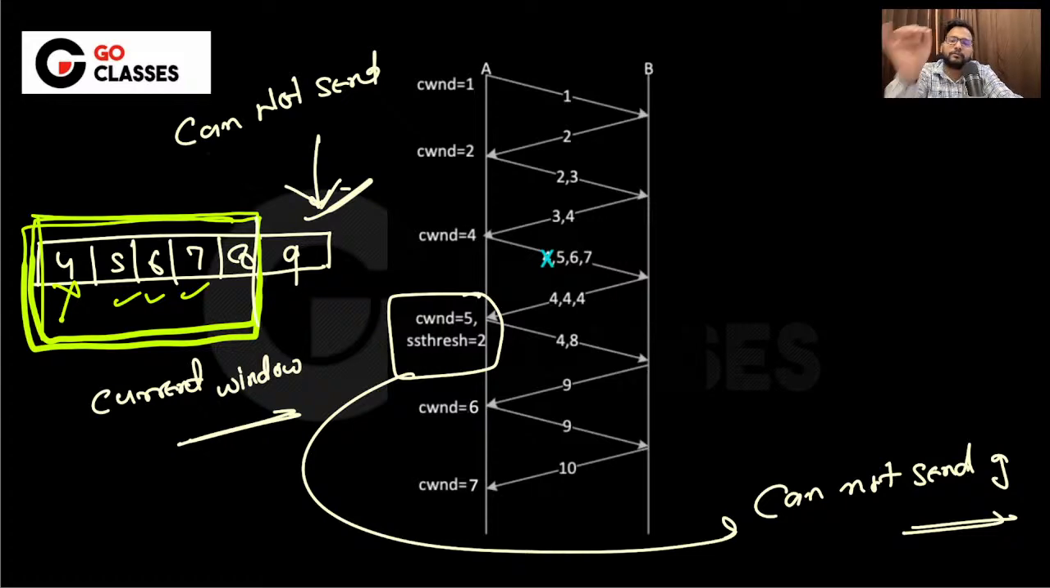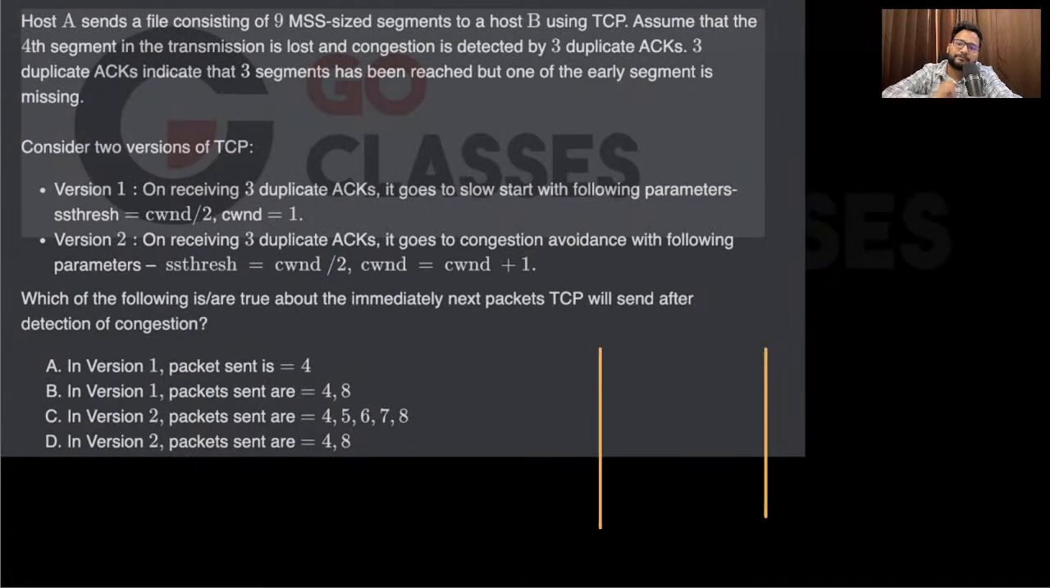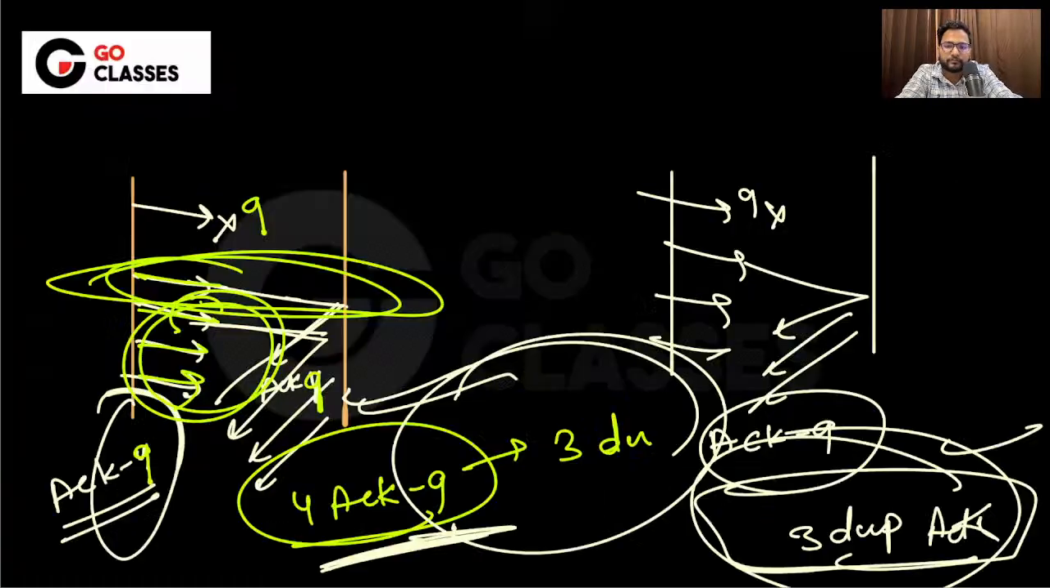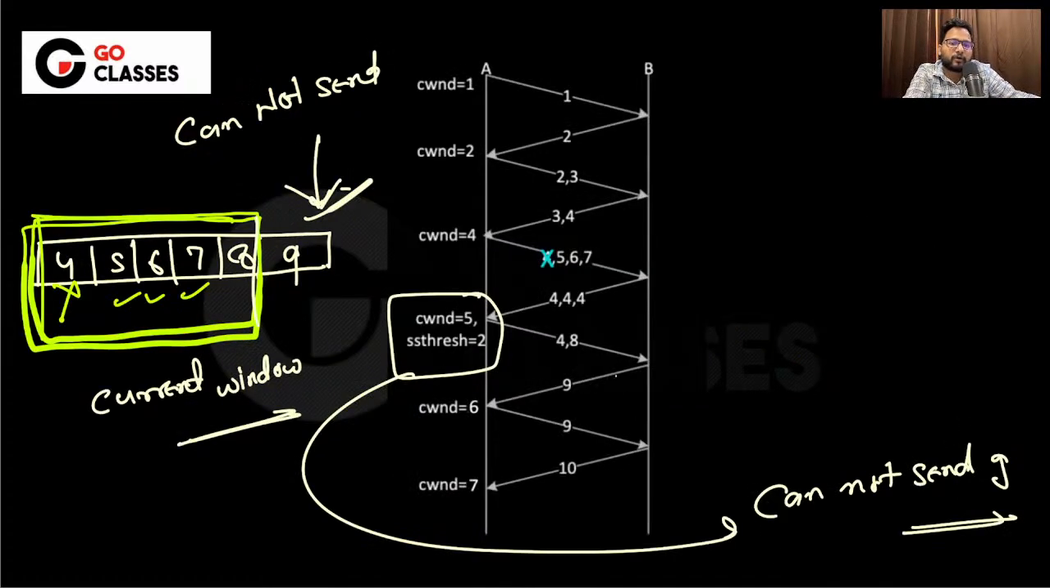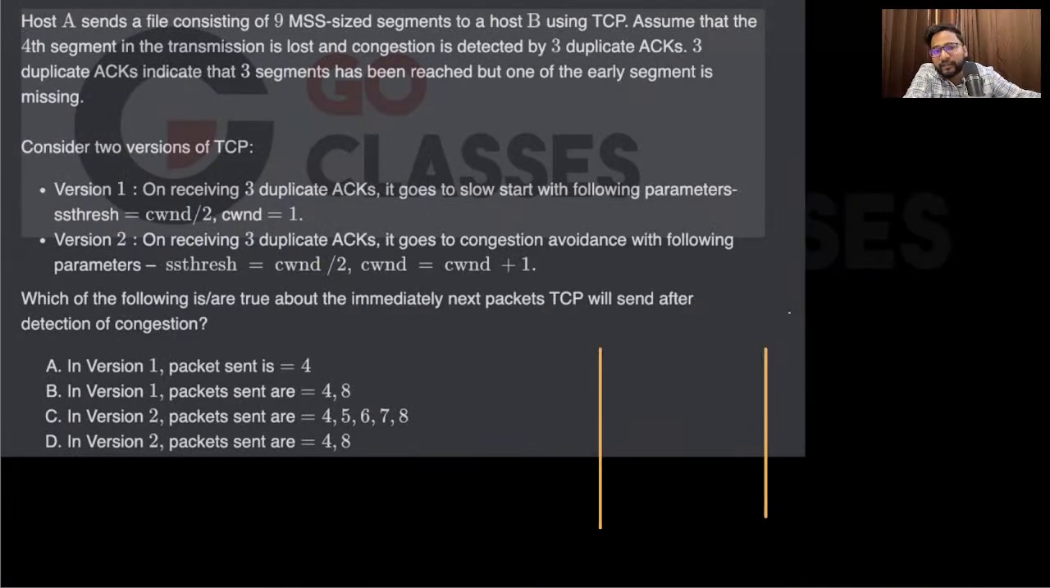So basically, whatever the answer is, in version 1 we are sending packet 4. I think A and B are the answers, right? Yes, in version 1 we are sending packet 4. In version 2 we are sending packets 4 and 8. So I will rate this question very nice, it is just hitting the concept.